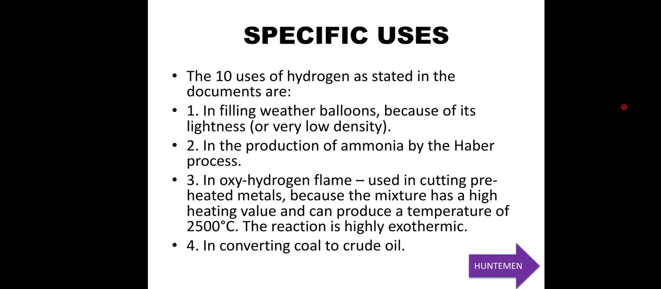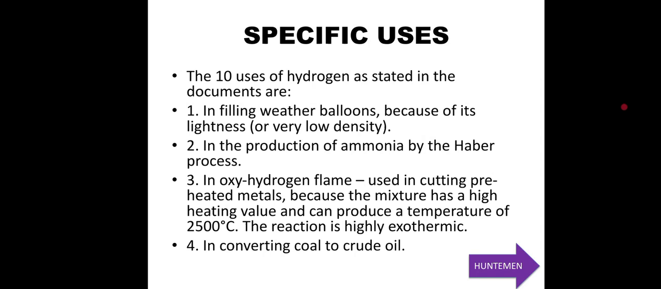Number 3, in oxy-hydrogen flame used in cutting preheated metals, because the mixture has a very high heating value. Like I said before, the flame of hydrogen produces very high energy. It's very hot. The temperature is very, very hot compared to a candle flame. So they are different. Look at the temperature here, 2500 degrees Celsius. The reaction is highly exothermic.